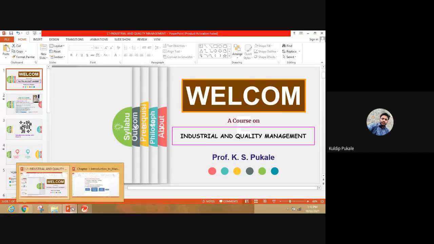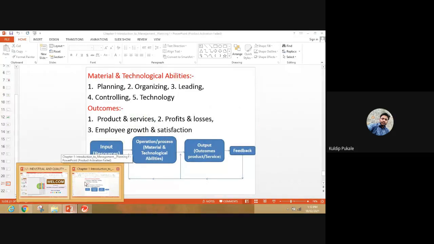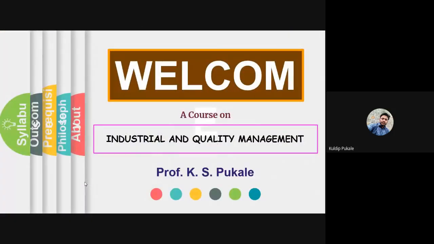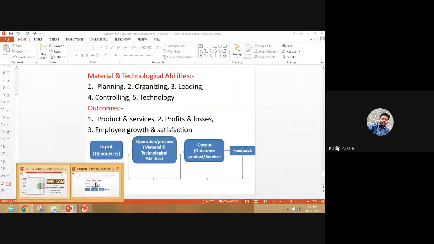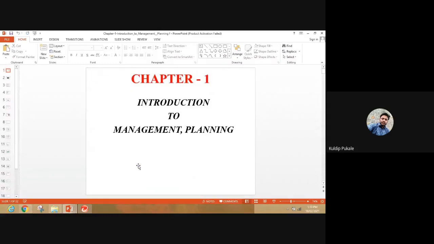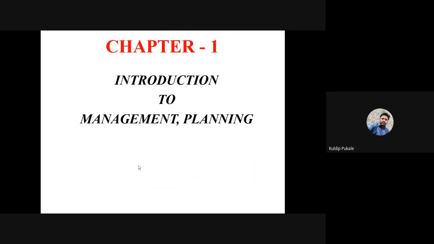Now we will start our first chapter, Introduction to Management and Planning. In this chapter, we will see in detail the nature and purpose of management, system approach to management, functions of management, social responsibilities, and ethics. These are the contents of the chapter.